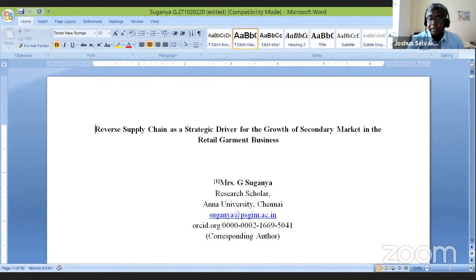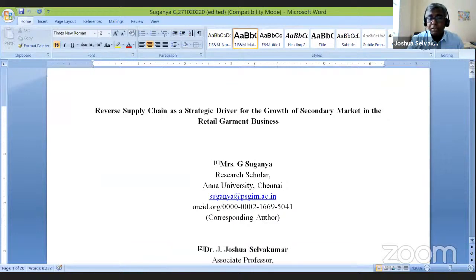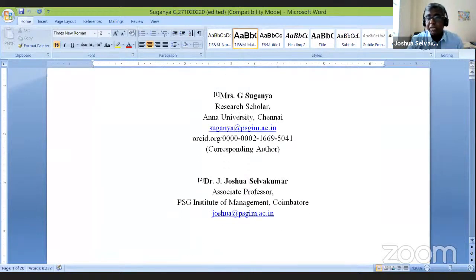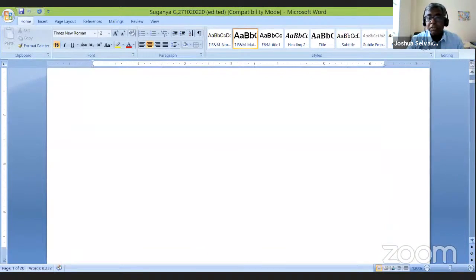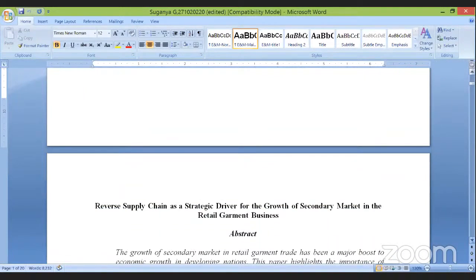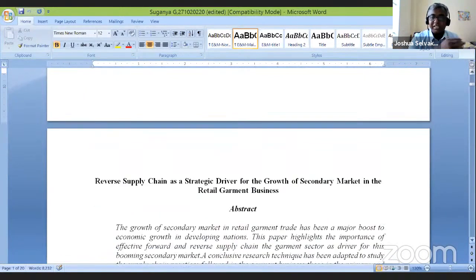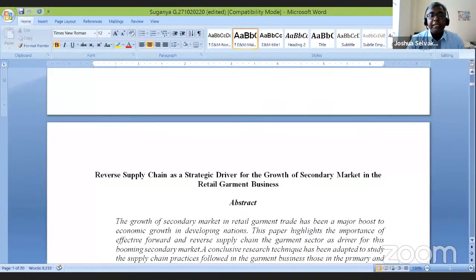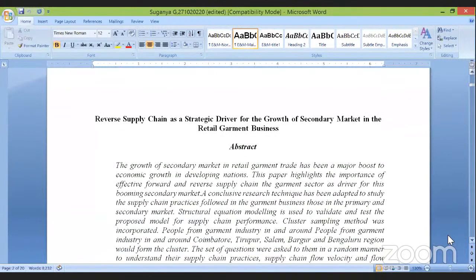This paper is on the verge, and it is going to be published in the Czech Republic. Previously, it was called Czechoslovakia, because Slovakia went different and the Czech Republic became different. This is going to be published there. And this paper talks about the reverse supply chain.